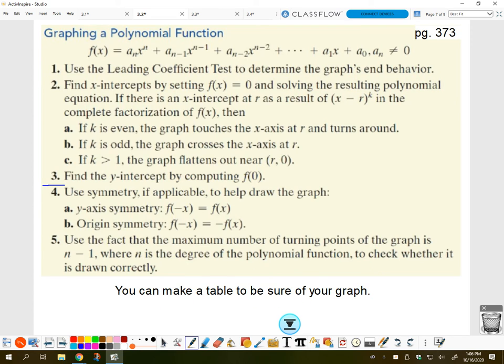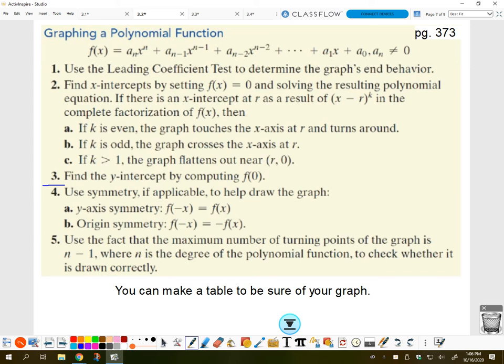Alright, so if I ask you to graph a polynomial, we are not just putting it in y equals and sketching a picture. You have to show me your leading coefficient test in behavior. You have to show me what the ends of the graph are going to look like. You have to find your x-intercepts.